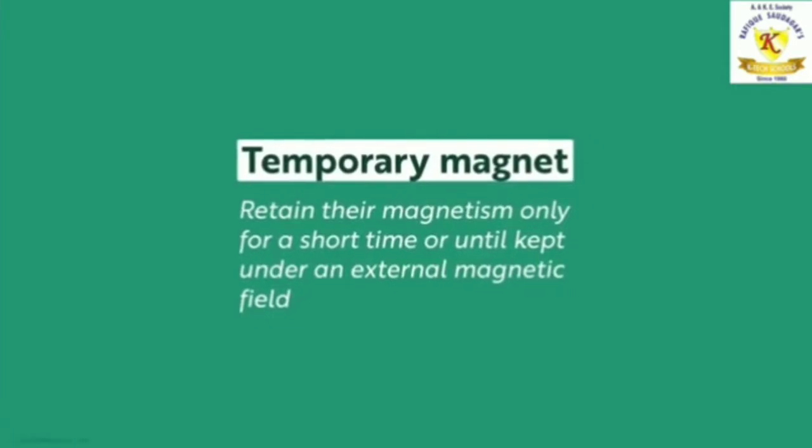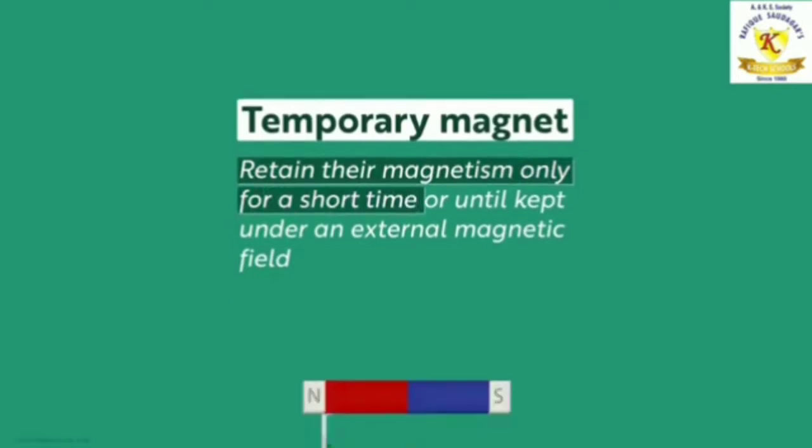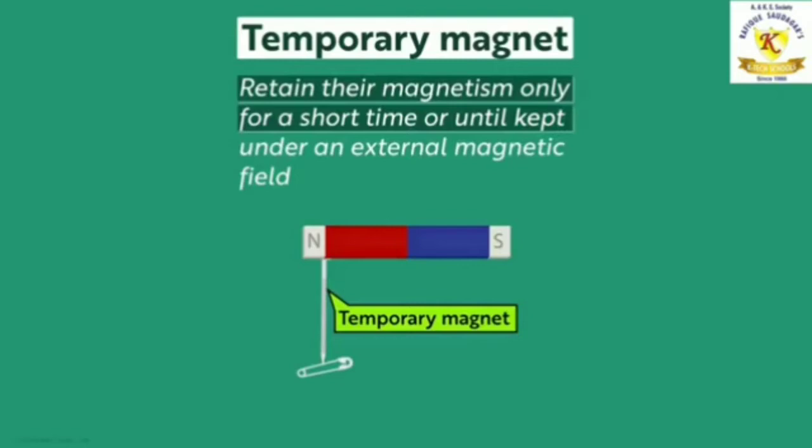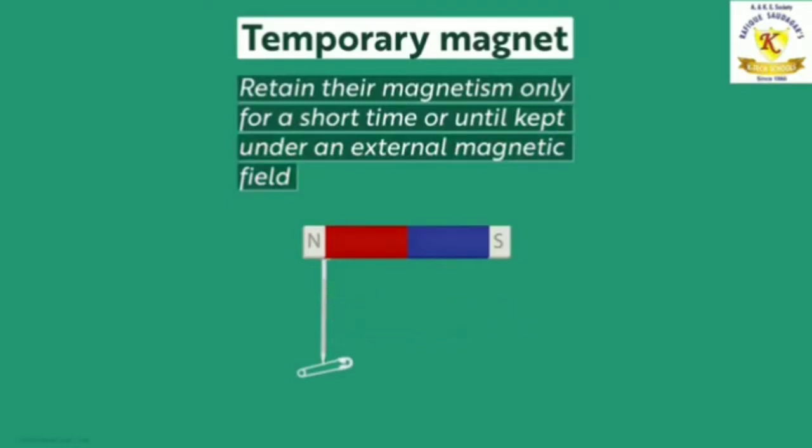We will talk about temporary magnets first. Temporary magnets retain their magnetism only for a short time or until kept under an external magnetic field. When removed from the external magnetic field, they lose their magnetism. Got it, children?